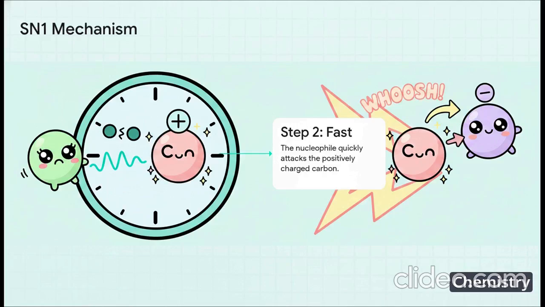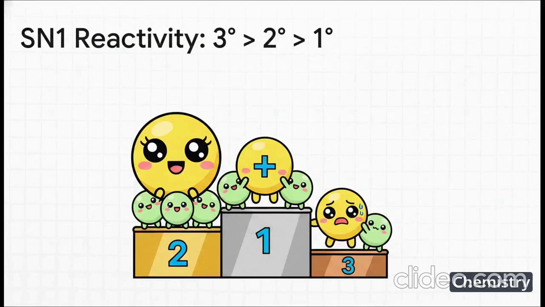This first step is the bottleneck, the rate-determining step for the whole process. Only after that carbocation is formed can the second, much faster step happen, where the nucleophile swoops in and attacks that vulnerable positive carbon. So which molecules prefer this patient, two-step path? Well, it's the ones that can form the most stable carbocation in the middle.